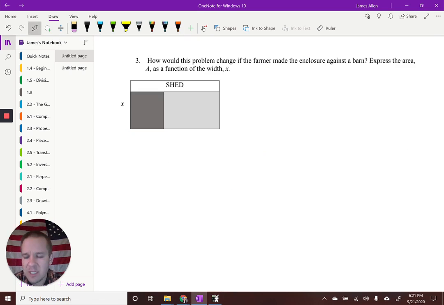So this one here, we're not asked to actually solve it or anything like that, but it's saying, how would this problem change if the farmer made the enclosure against a barn, let's say, or a shed, because it's a barn and a shed in this problem. All right, we'll say shed. Big shed. And express the area A as a function of the width x. Well, I still have these as my x, right? My x dimension. And then this would be my y, but what am I not needing? I don't need fencing on this side here.